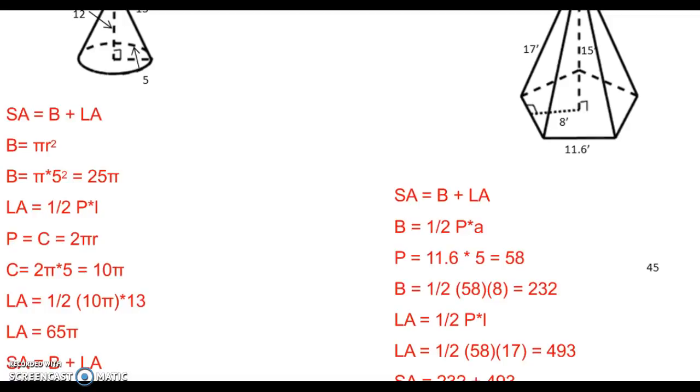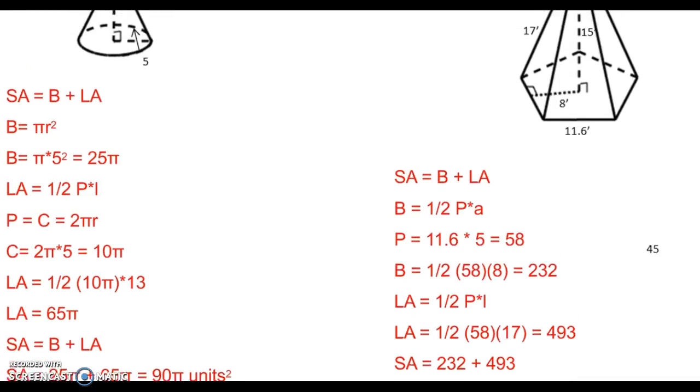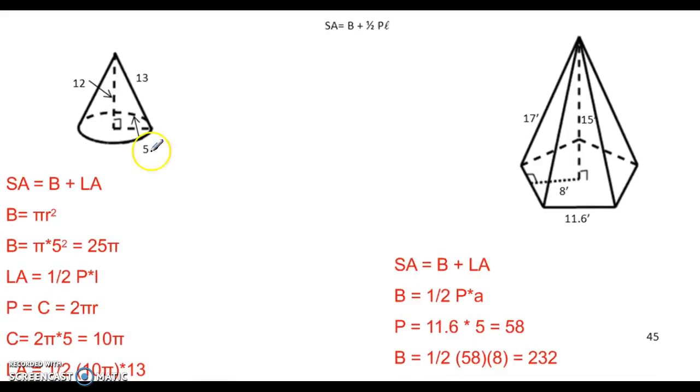Surface area is simply the sum of the base and lateral area. I plug in 25 pi and 65 pi to get 90 pi units squared. So we then have something similar going over here with this pyramid. I will say right now we have something slightly mislabeled.